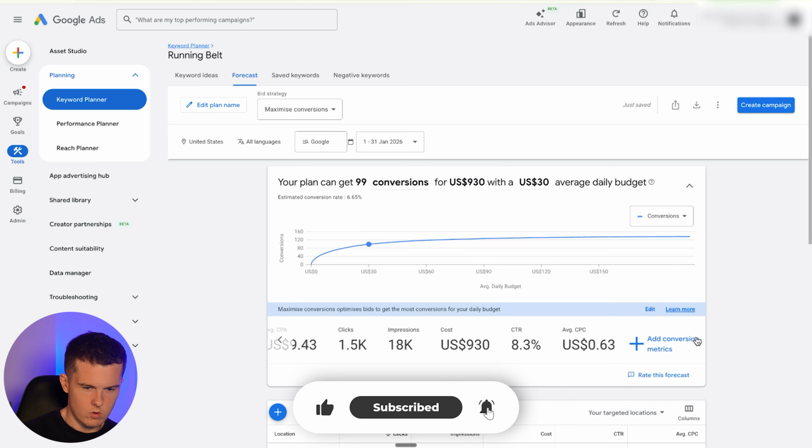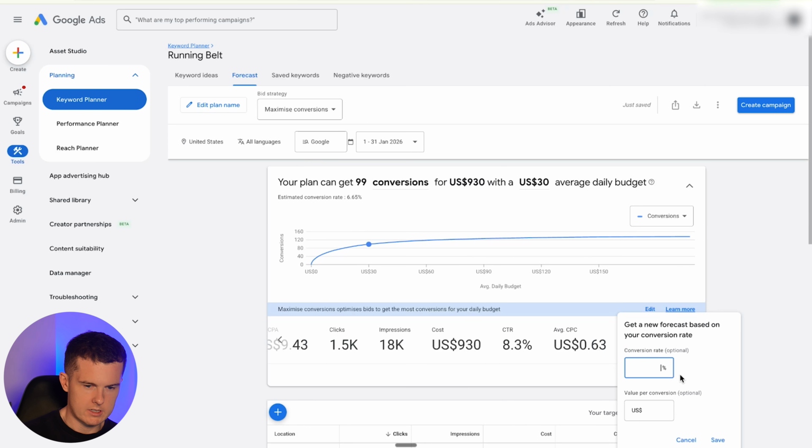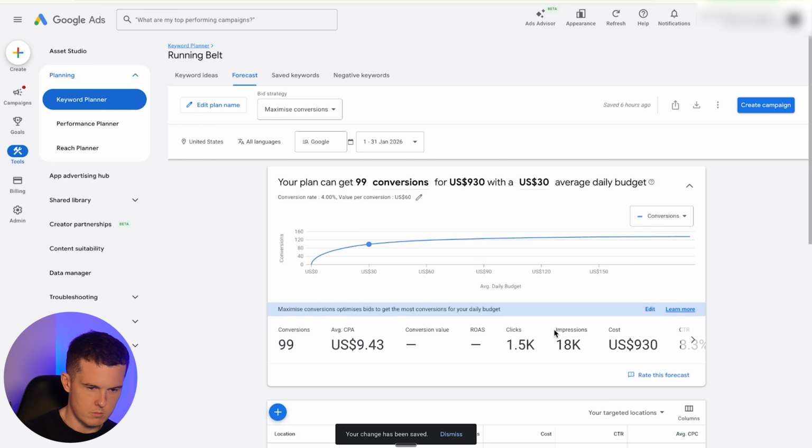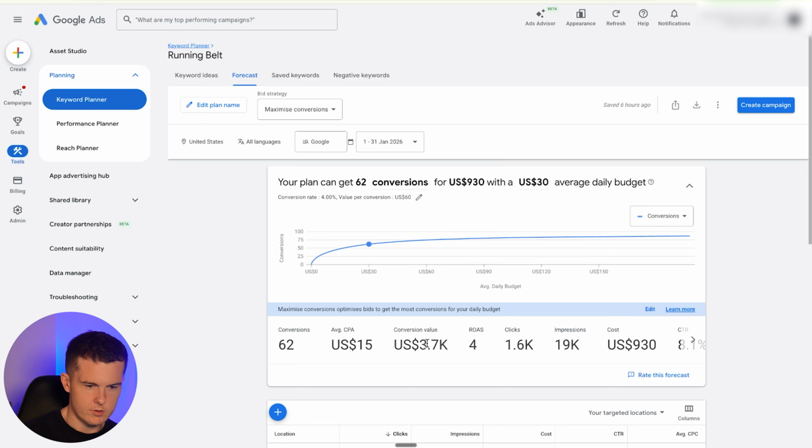We go over here, we can add some conversion metrics. Let's say our conversion rate is 4%, and let's say our value per conversion is $60. So we'll give Google a little more information. Google thinks our average CPA is going to be $15, and our average conversion value is going to be $3,700.